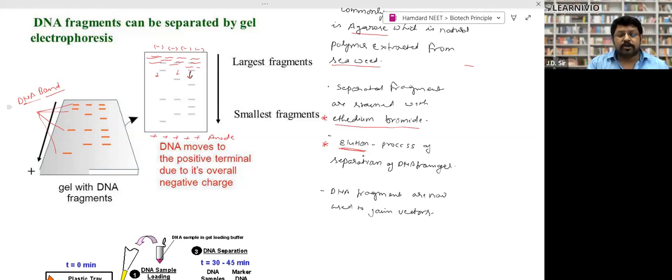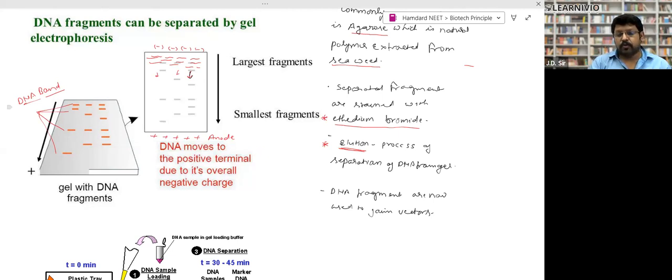We drop ultraviolet rays on this DNA. When ultraviolet rays fall on the DNA band, we get a particular kind of light. What kind of light comes out? That is also a question that has been asked. It's there in NCERT.